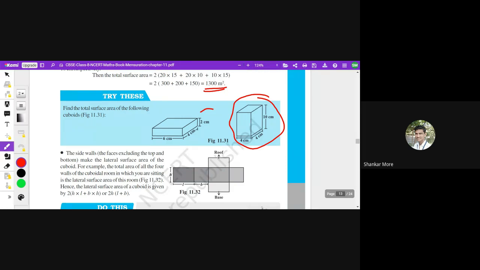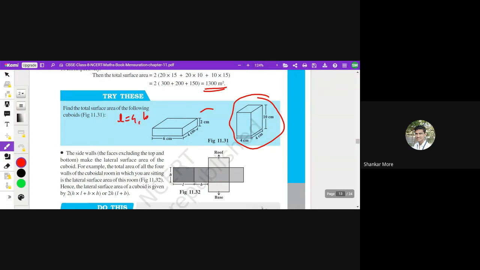Okay, so we have a few answers here. 192 centimeter square. Is that the answer you have? Okay. So let me just see.